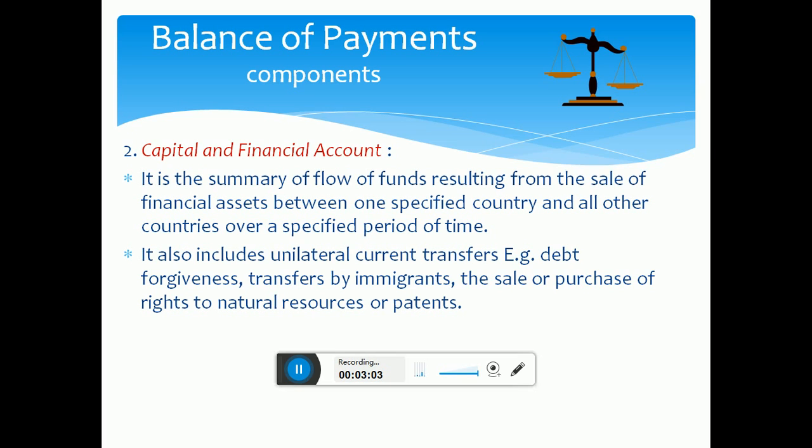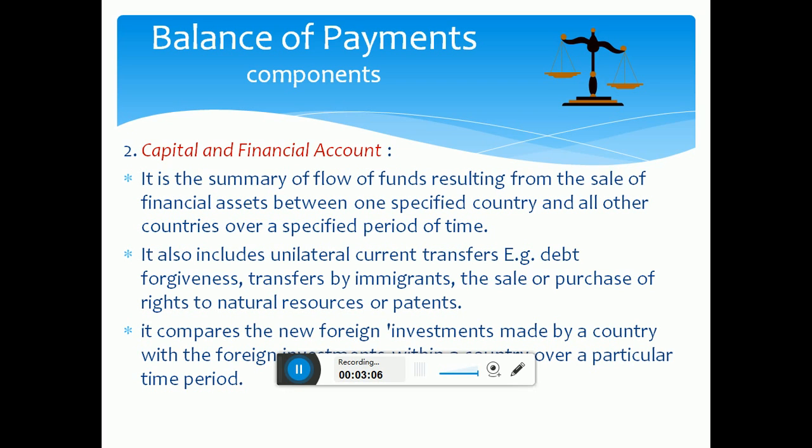So the capital account again has three further components. We will discuss it. It compares the new foreign investments made by a country with the foreign investments within a country over a particular time period. What does it mean? Suppose the people of Afghanistan are investing money in foreign countries, and foreigners are investing money in Afghanistan. So this is comparing these two things.